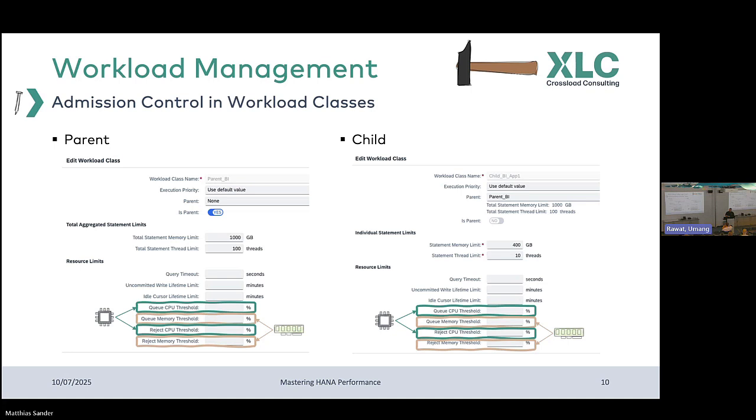To see how this is done, here is a screenshot out of the HANA cockpit, where you see the possibility. On the left-hand side there are the parents, and on the right-hand side the child workload class, with the marked fields where you can define the CPU thresholds and also the memory thresholds.